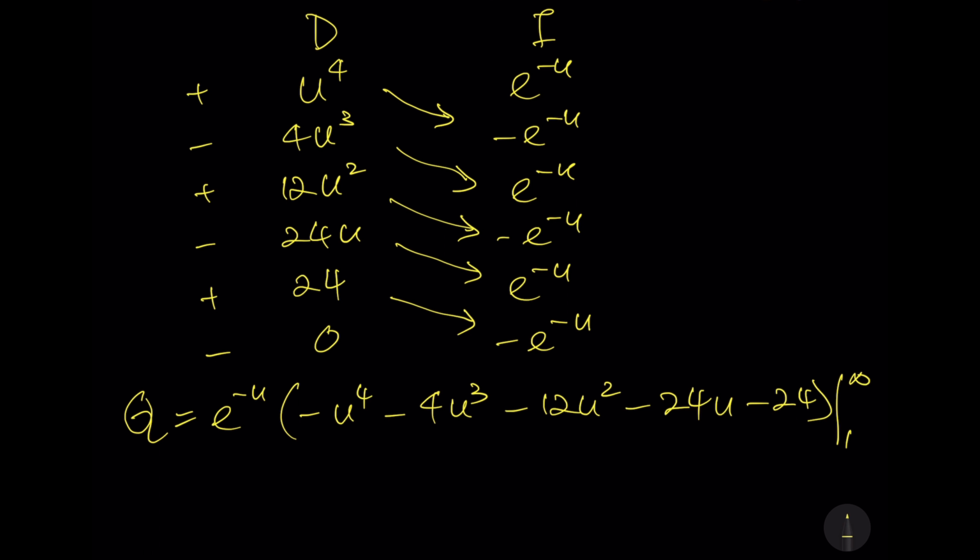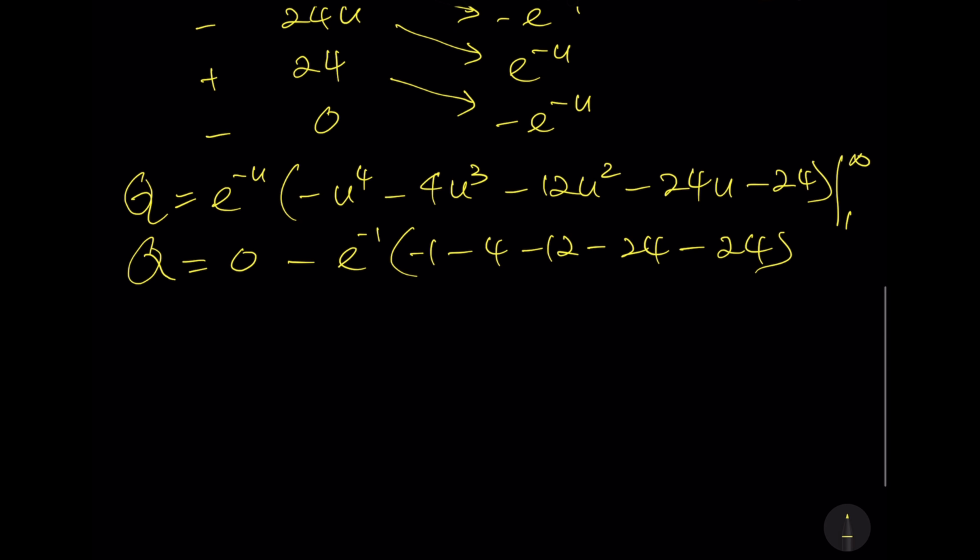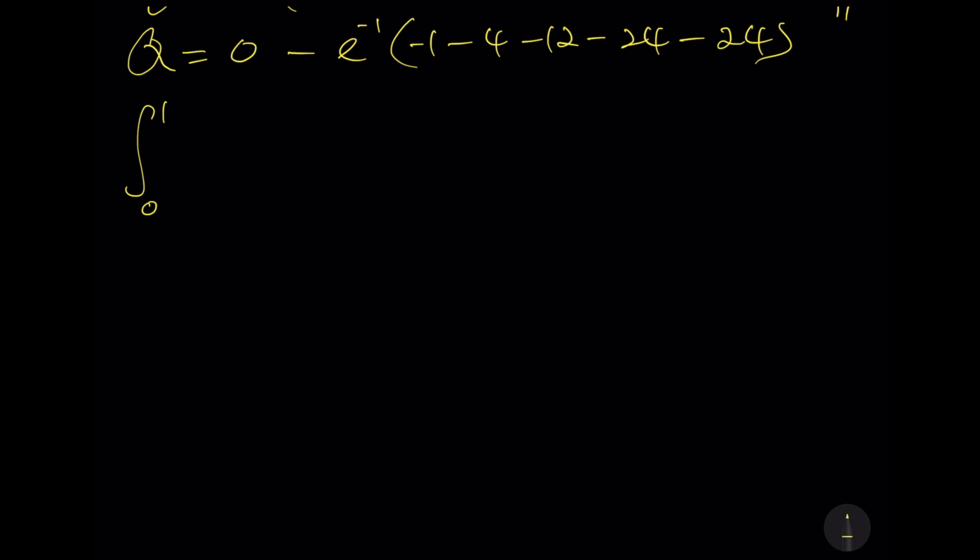Putting u equals infinity, we know that e power negative infinity is equal to 0, minus the same equation but u equals 1, which is e power negative 1 and then multiply negative 1 minus 4 minus 12 minus 24 and minus 24. So put everything together, it gives us the final answer of this question, which equals 65 over e.